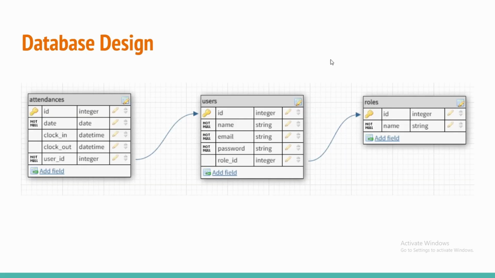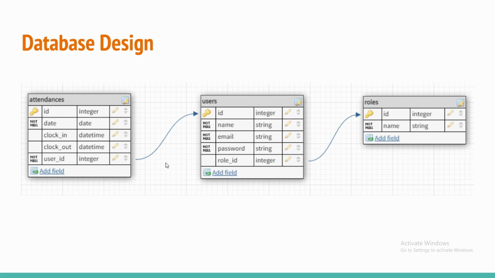Here, I only use 3 tables, and between tables they have a one-to-many relationship. The first table, we read from right to left. We will have roles, which contains an admin role or HR role and the usual employee role. And we will have a users table which will contain name, email, and password. Also the role ID, which is a foreign key from the roles table.